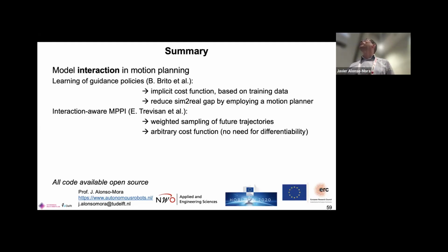Then the second way that I explained was explicitly modeling the interaction. So we were making a prediction for the other agents and a plan for our robot. And one way to solve that is by sampling trajectories for both the other agents and your robot. And we use MPPIs, interaction-aware MPPIs, so sampling-based MPC, which has the nice property that you can have any cost function and constraints because you're sampling and collision checking.